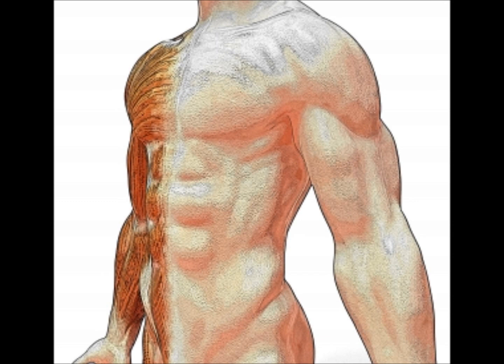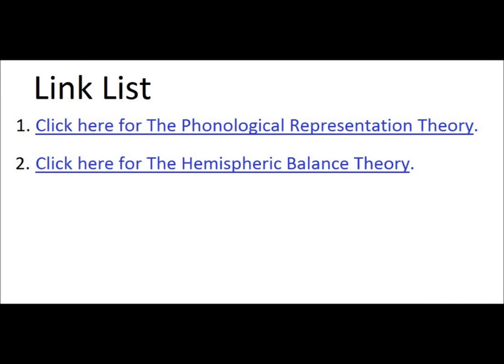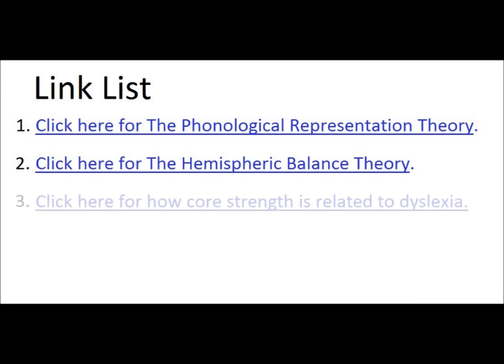Firm balance and good posture stem from strong core muscles that hold the body upright and keep the spine in the correct position. Some research evidence shows that improving the body's balance and stability can help literacy development. So click number 3 on the link list below for a full explanation of how core strength relates to dyslexia.